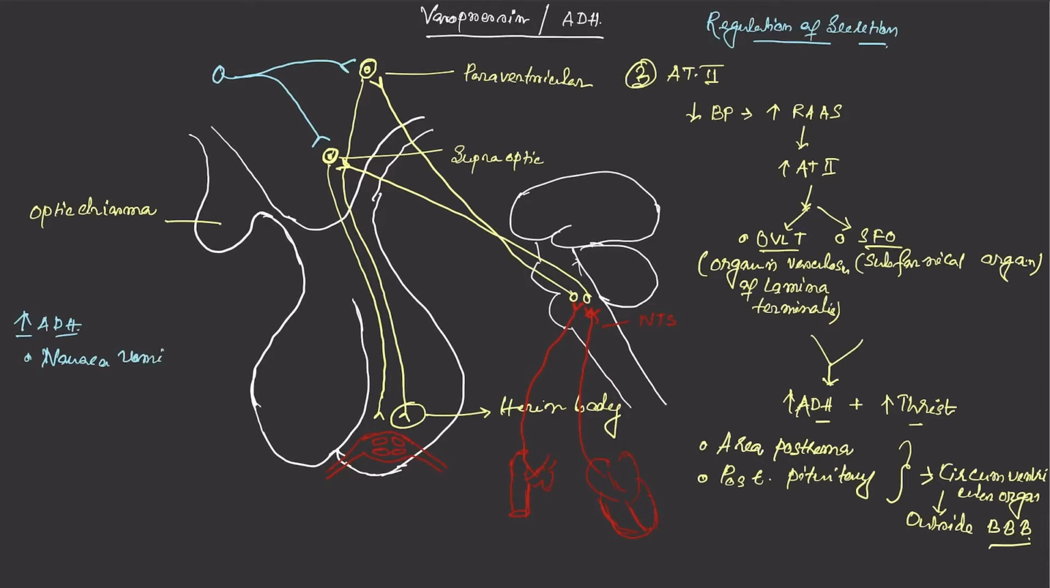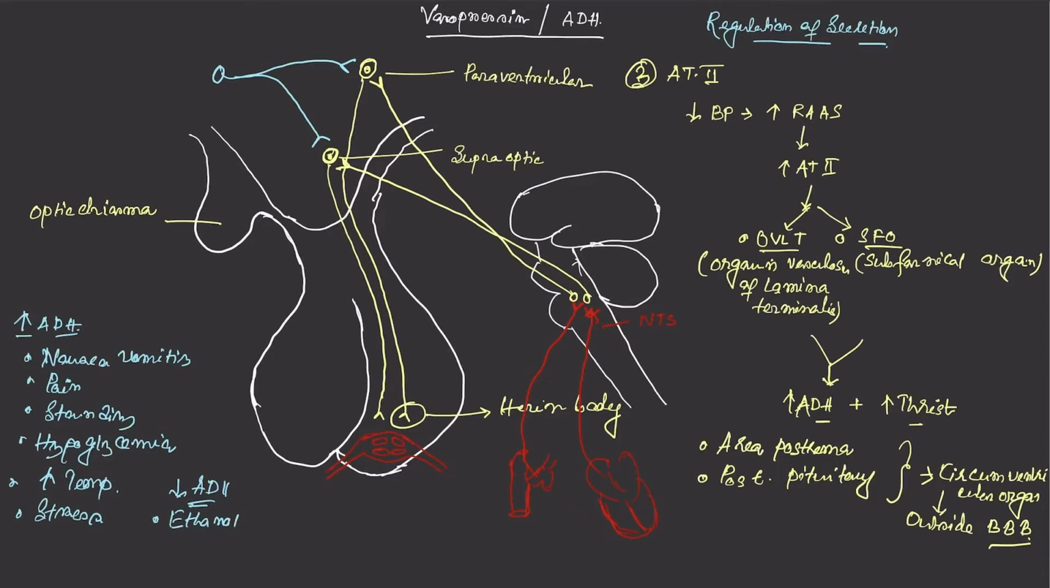Other regulators that increase ADH secretion are nausea, vomiting, pain, standing position, hypoglycemia, increase in temperature, and stress. The factors that decrease ADH secretion are ethanol, decrease in temperature, atrial natriuretic peptide, thyroxine, and alpha adrenergic agents.